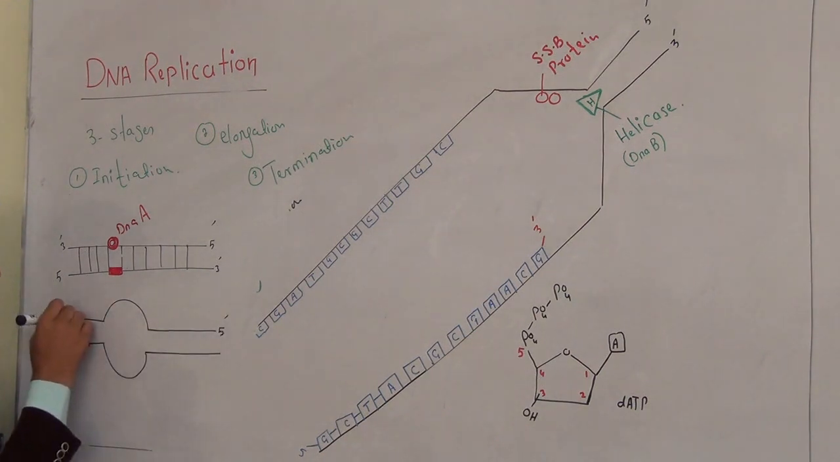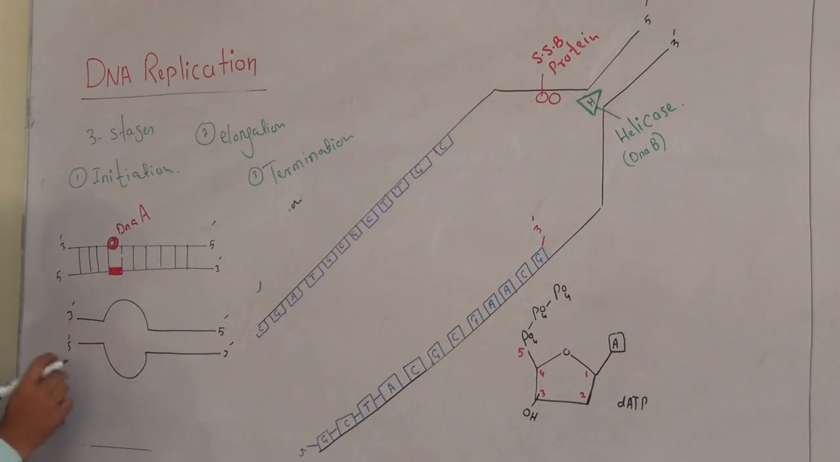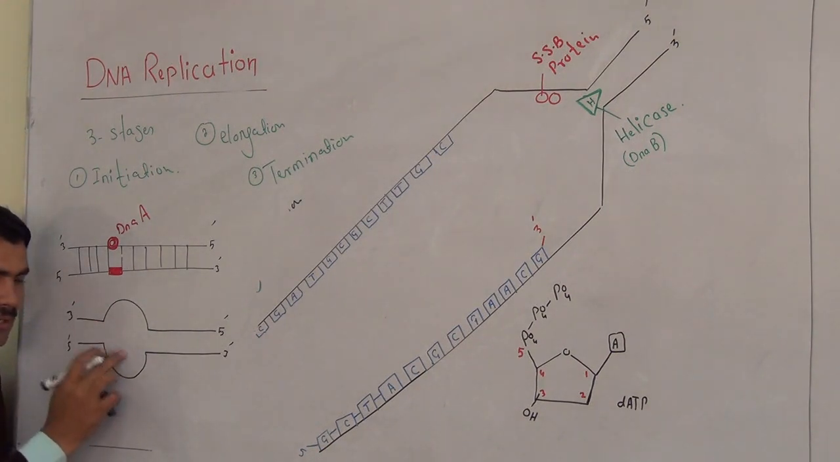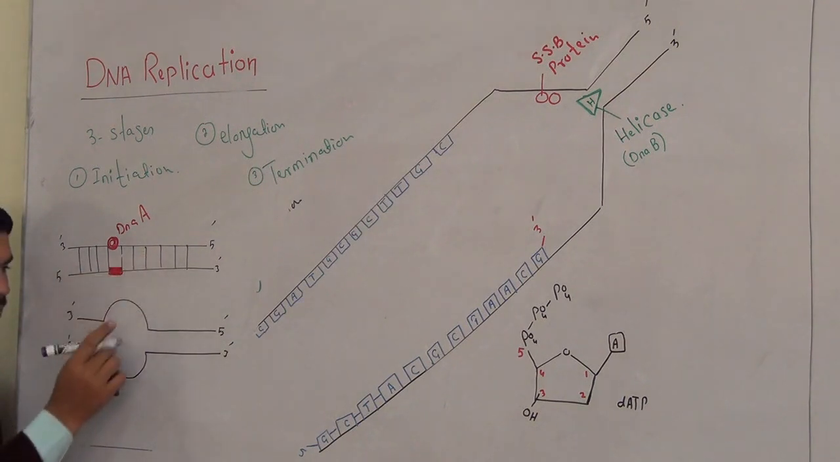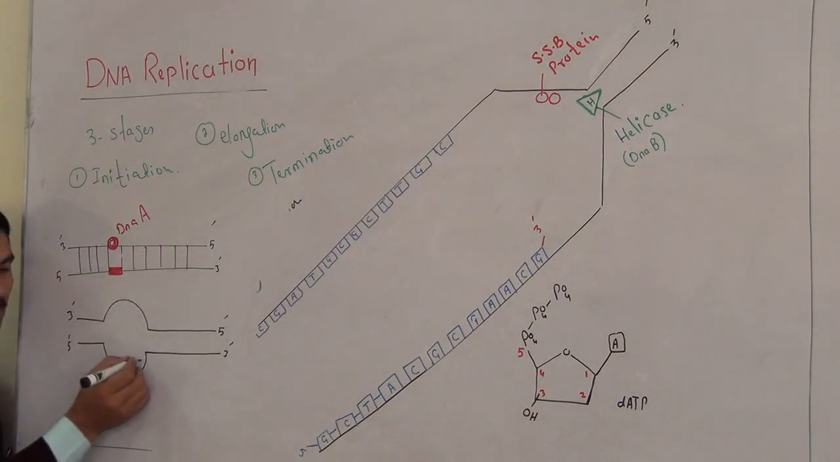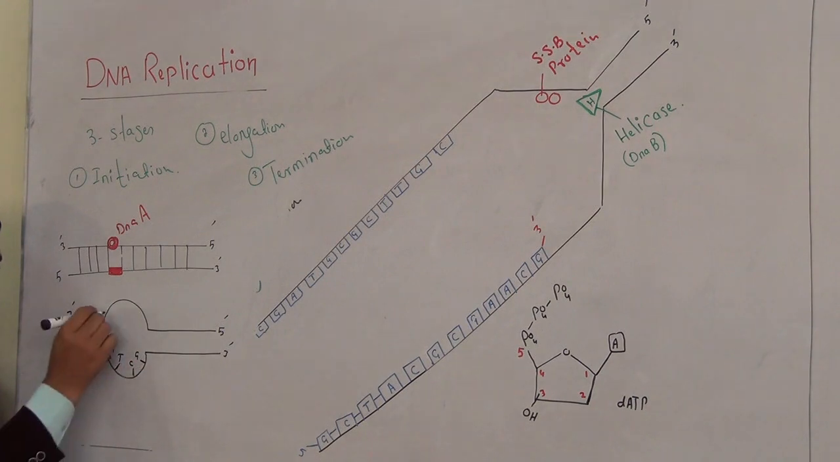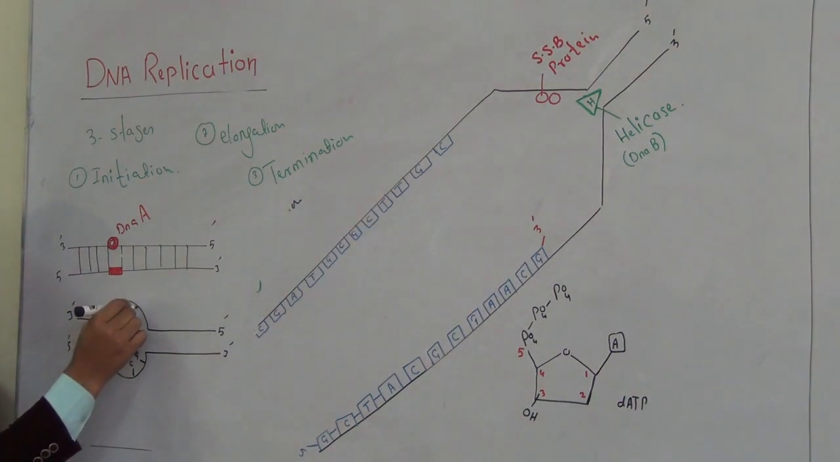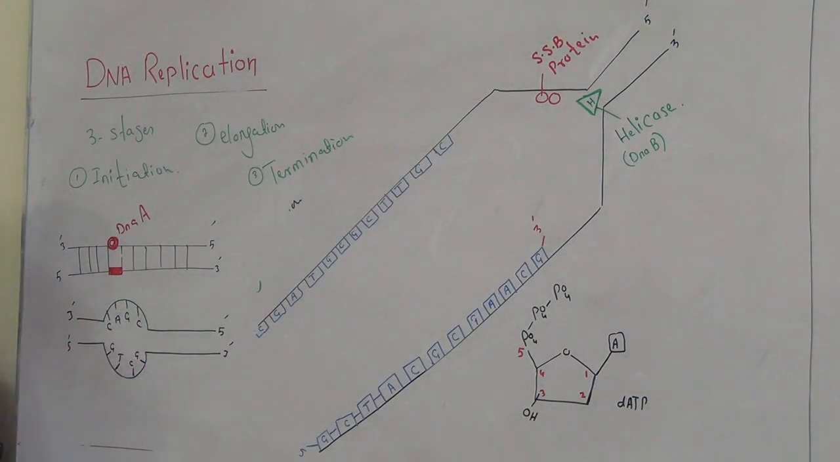Still we have 5 prime, 3 prime, 3 prime and 5 prime. This bubble was straight like this, but now when the hydrogen bonds are broken, the nitrogenous bases which were attached with each other will be exposed. Here guanine, cytosine, thymine, guanine are exposed, and they also will expose cytosine, adenine, guanine and cytosine, right? There is no hydrogen bond between these two. Now this is called a replication bubble.